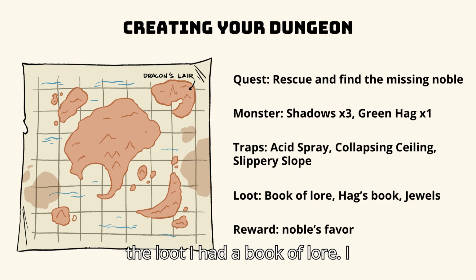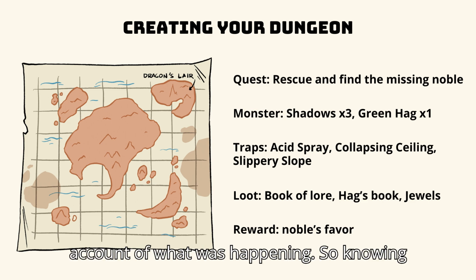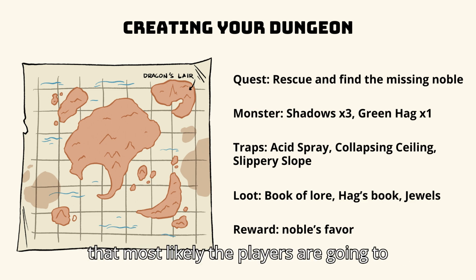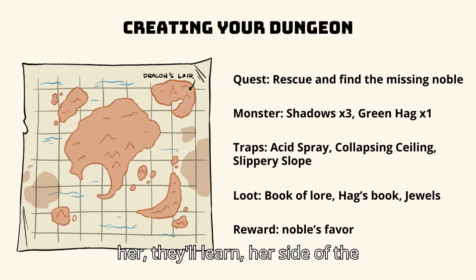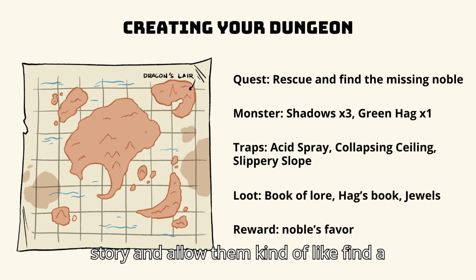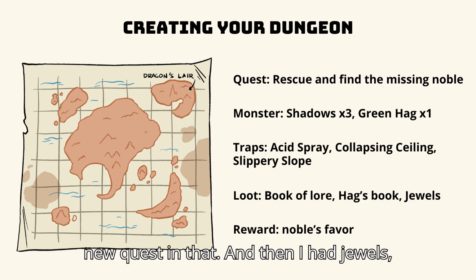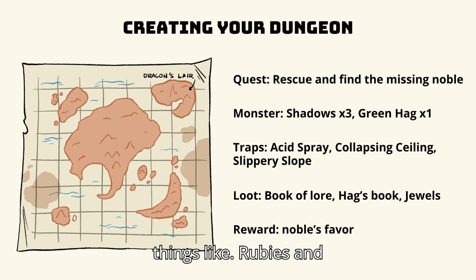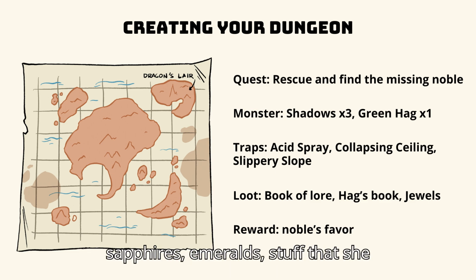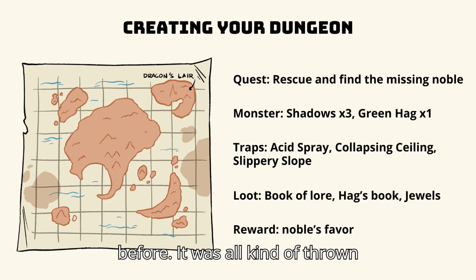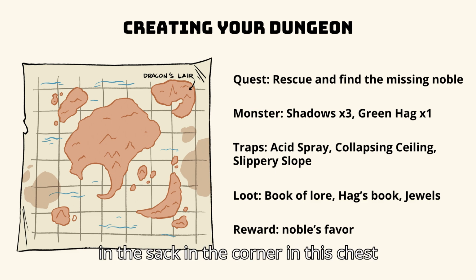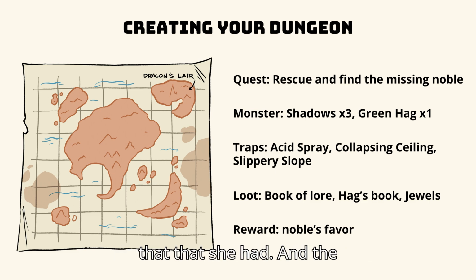And then the loot, I had a book of lore. I had a hag's book, kind of like her notes, her account of what was happening. So knowing that most likely the players are going to end up fighting the hag, if they defeat her, they'll learn her side of the story and that allows them to find a new quest in that. And then I had jewels, things like rubies, sapphires, emeralds, stuff that she collected from people trying to stop her before. It was all thrown in a sack in the corner, in this chest that she had.